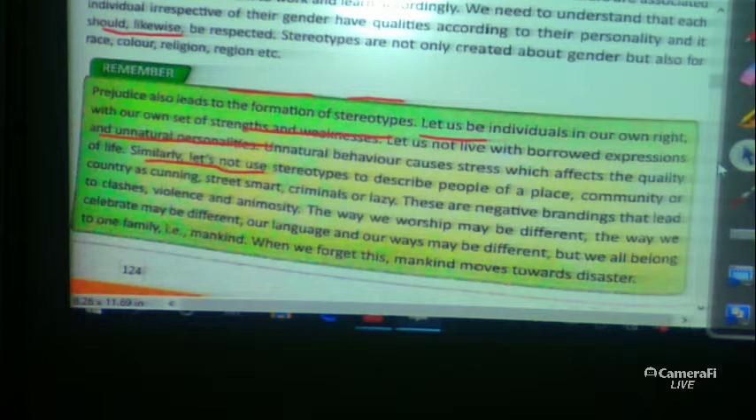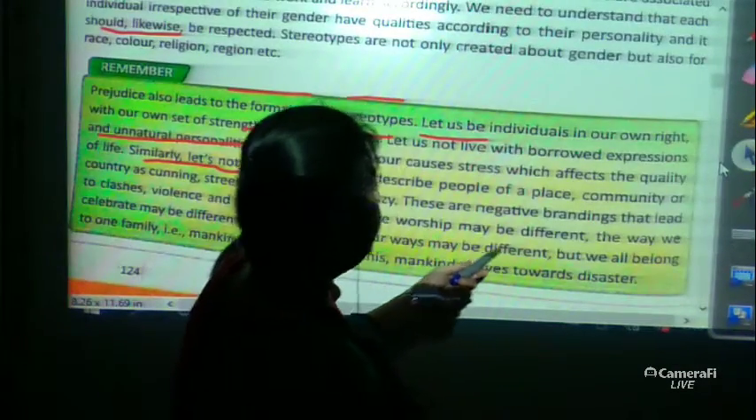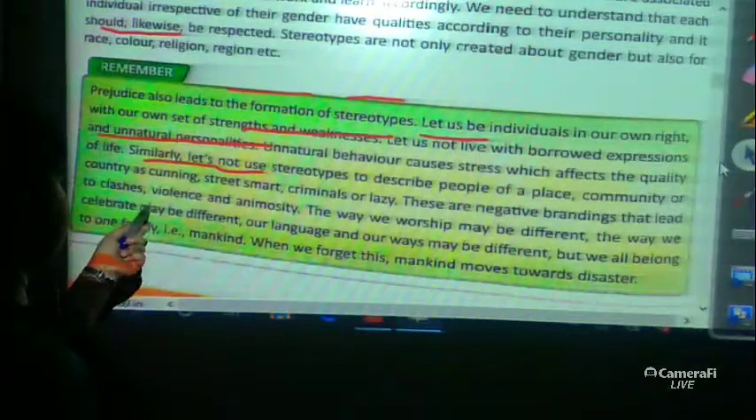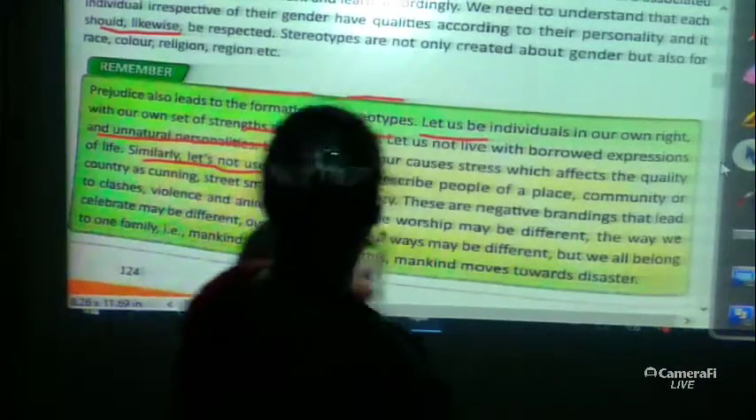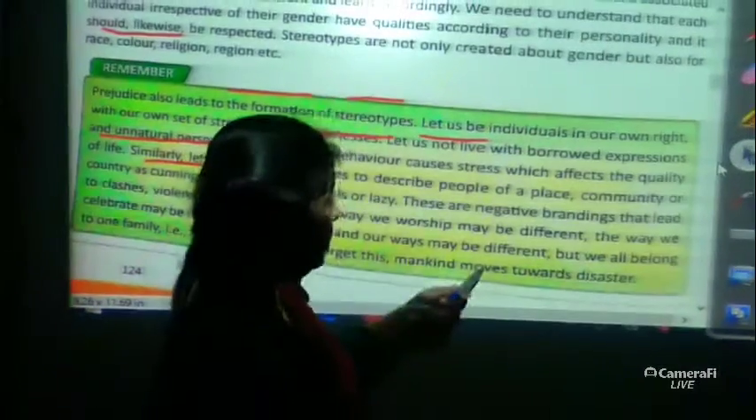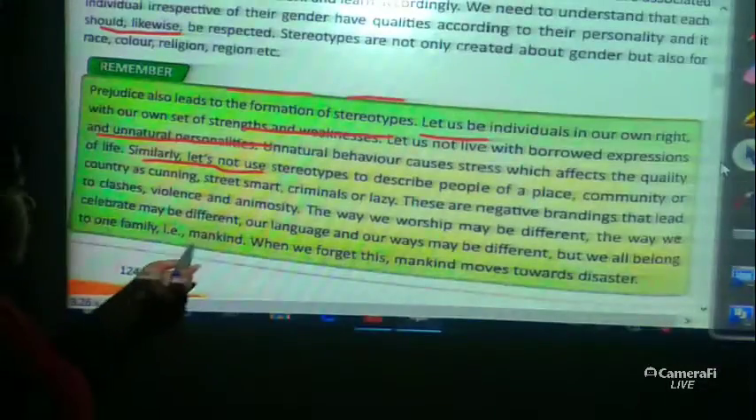It creates pressure. Similarly, let's not use stereotypes to describe people of a place, community or country as cunning, street smart, criminals or lazy. These are negative brandings that lead to clashes, violence and animosity. The way we worship may be different, the way we celebrate may be different, our language and our ways may be different, but we all belong to one family, that is mankind.